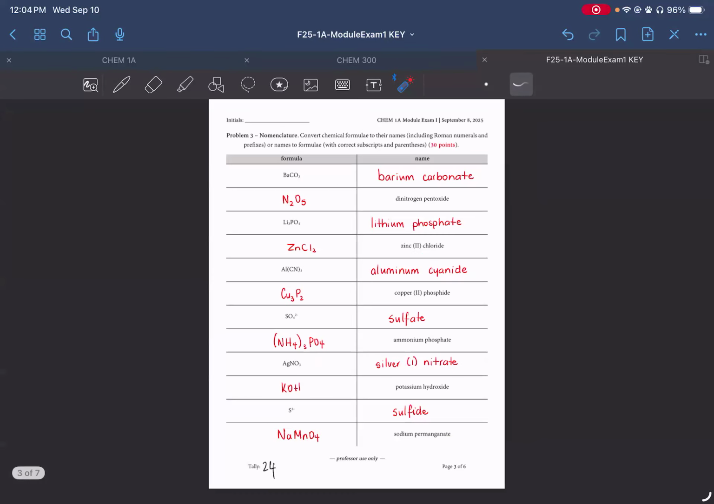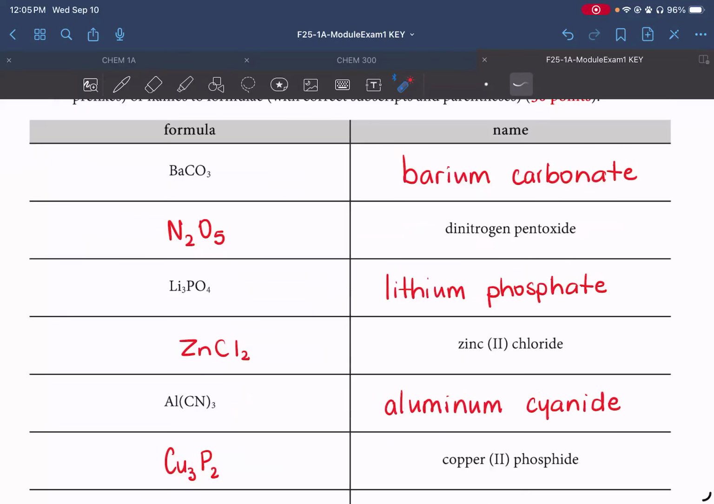Across the board, the nomenclature section was, in my opinion, one of the worst performing sections. I think this ultimately comes back to memorizing and understanding the rules. For example, here, barium carbonate: some students had incorrectly written barium carbon oxide, meaning they had not recognized or remembered that CO3 is a polyatomic ion. And of course, that would be incorrect.